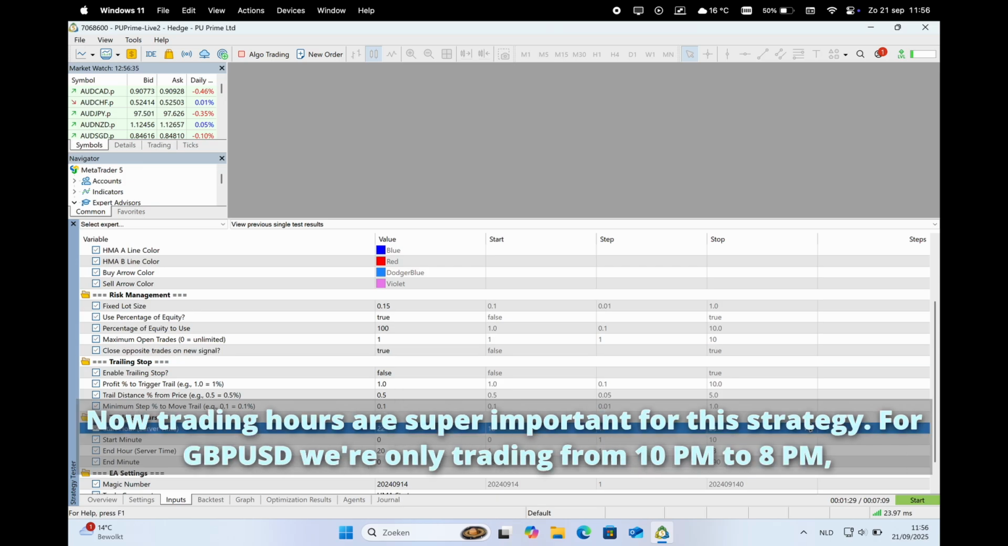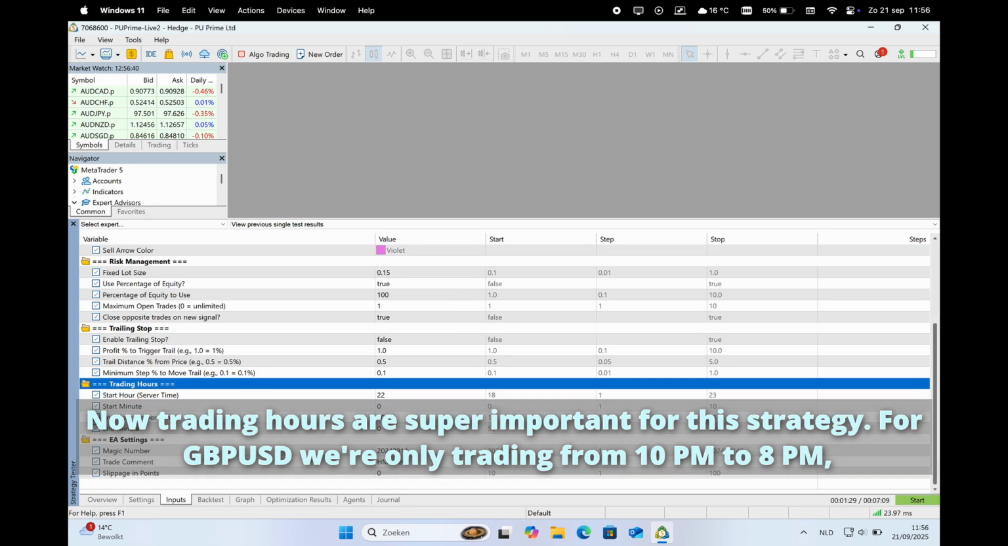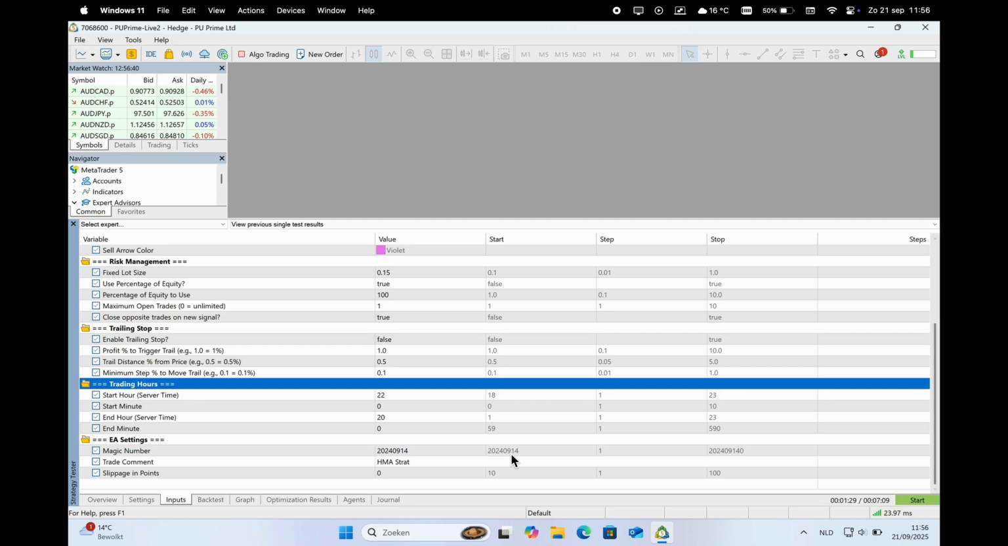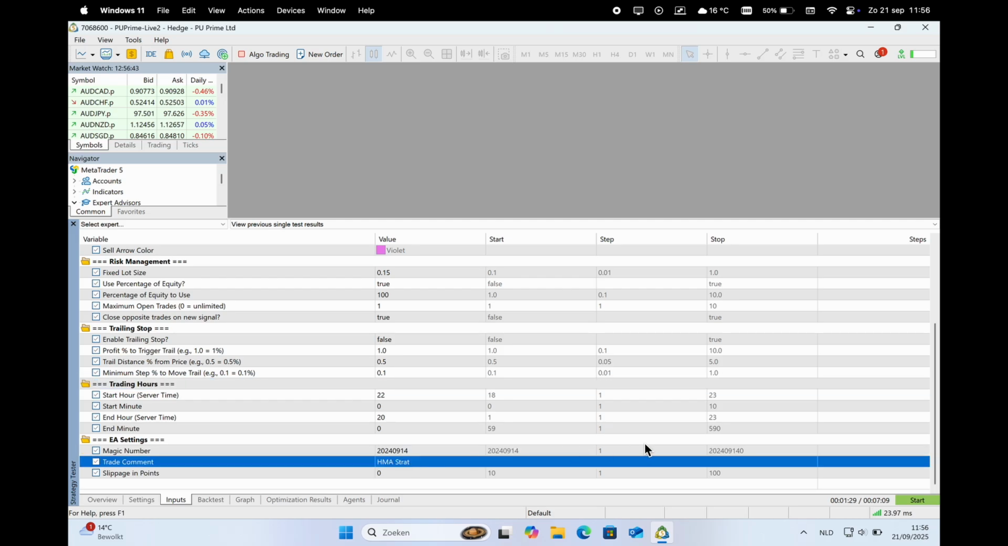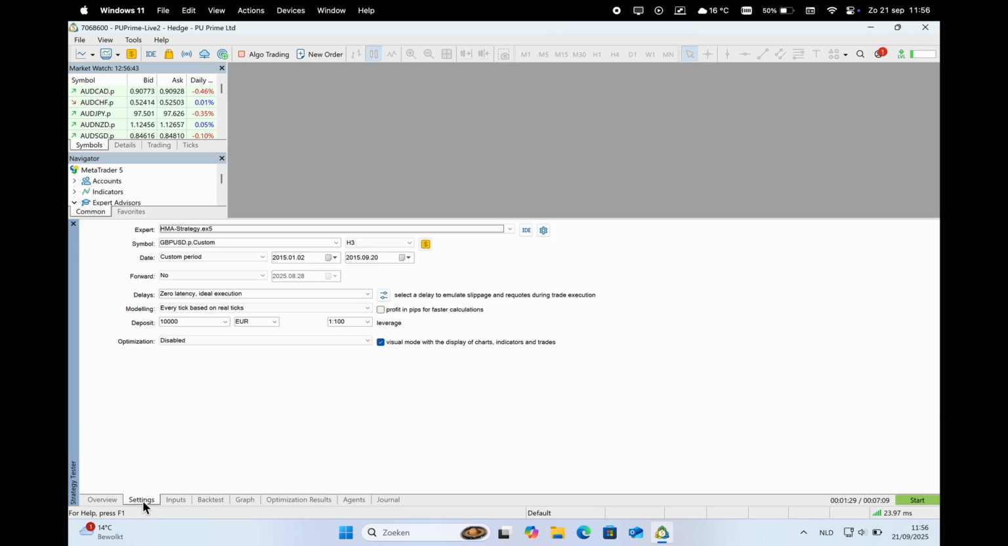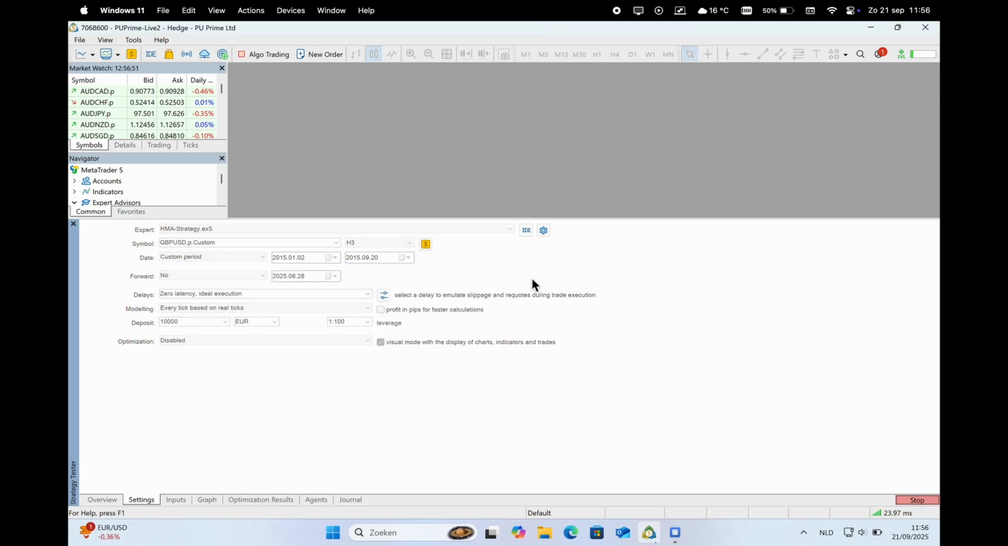Now, trading hours are super important for this strategy. For GBPUSD, we're only trading from 10 p.m. to 8 p.m. and outside those hours, there's no signals and no trades happening. The magic number and trade comment are just there for tracking purposes, nothing special about those. Alright, so let's jump into the visual backtest and I'll show you exactly how this works in real time.